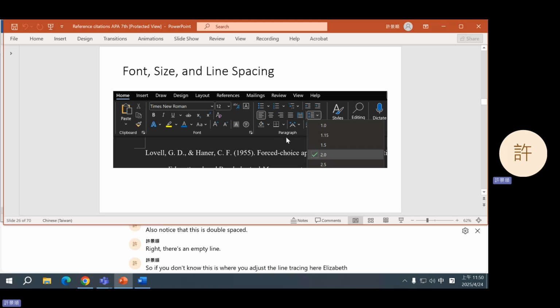In Chinese, this is 段落. Look for this symbol and then select 2.0. You may have to highlight them. The standard is we use Times New Roman, and we use 12-point font.